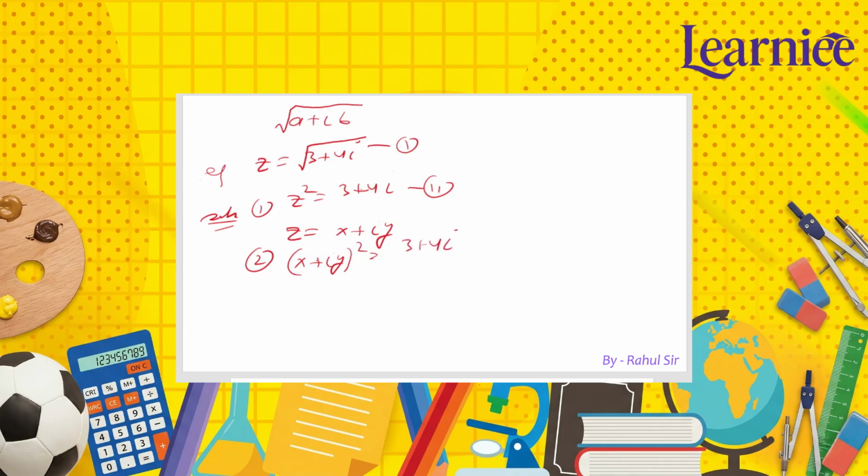So it's squaring. We know that (x plus iy) square is x square minus y square plus 2i xy, which is equal to 3 plus 4i. Now comparing the real and the imaginary parts, we will get x square minus y square is equal to 3 and 2xy is equal to 4. Okay, so let's solve this.